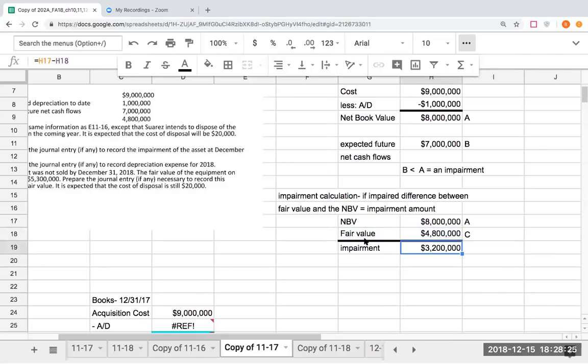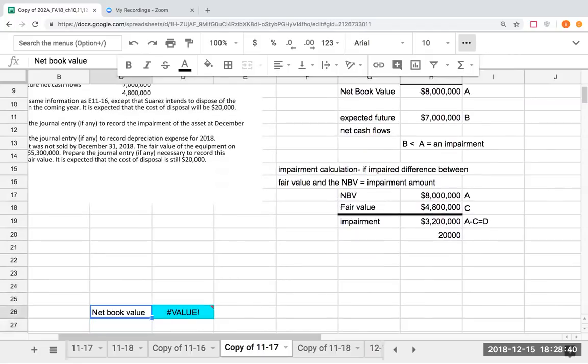But in addition to this impairment, what I also have to consider is the fact that, well, wait a second, not only do I need to record this loss, but it's also going to cost me 20 grand to get rid of this asset. So this is my disposal cost. So my total impairment loss, or my loss due to impairment, is going to be $3,220,000.